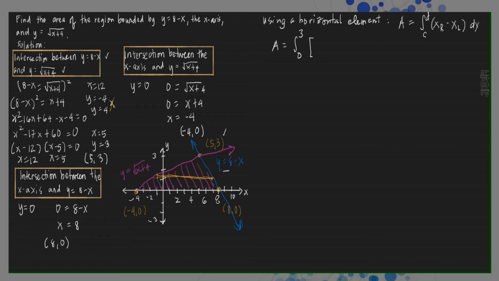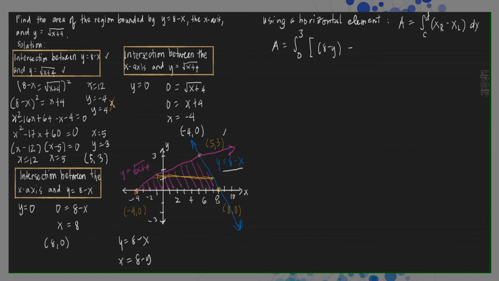So this will be our equation on the right side, y equals 8 minus x, but we need to get the expression of x in terms of y because we're supposed to write it as x right. So solving this, y equals 8 minus x, we find that x is equal to 8 minus y. So this is our x right.